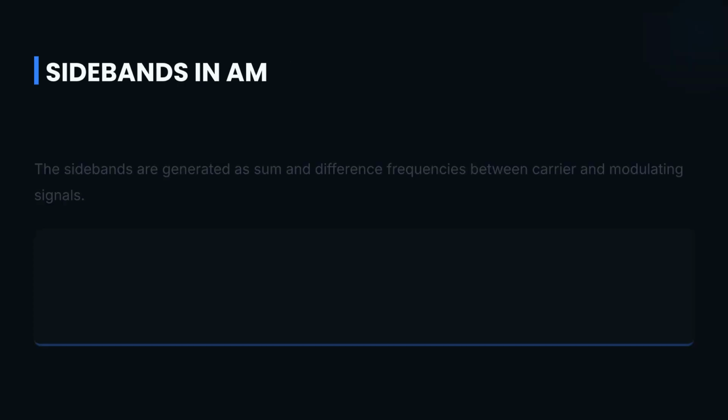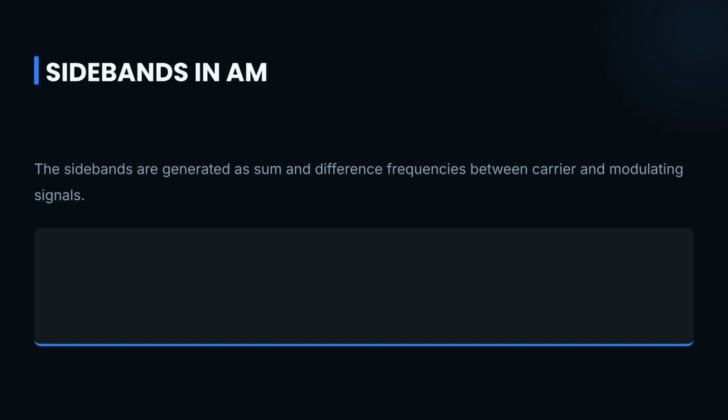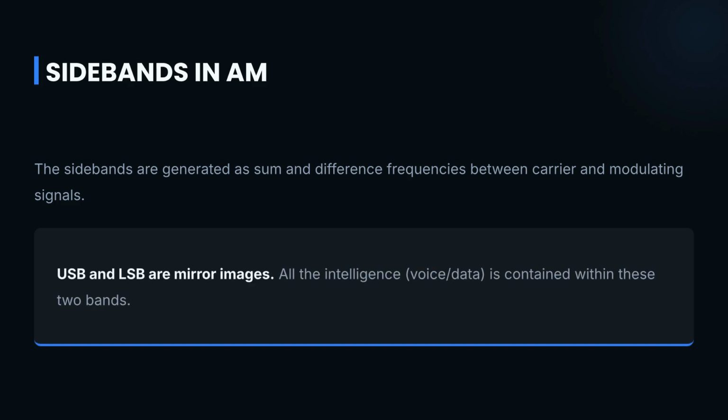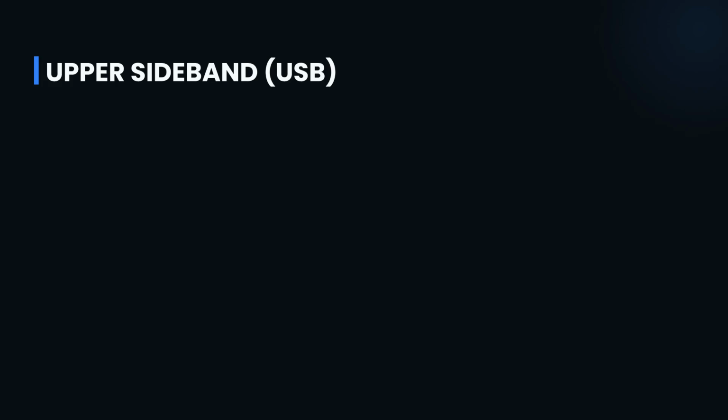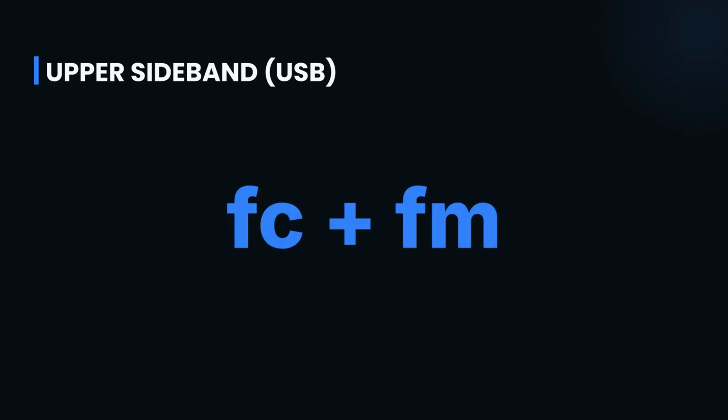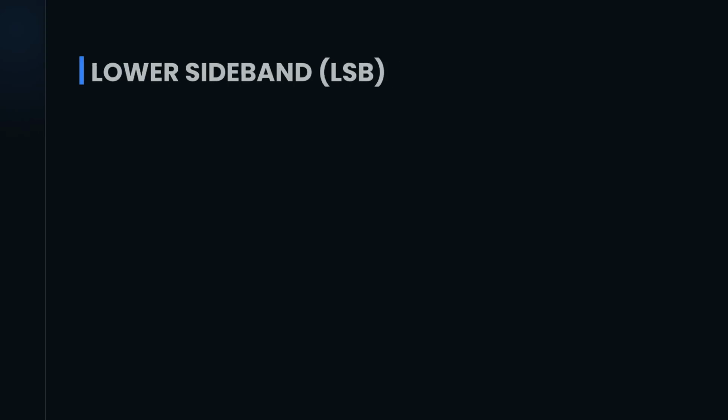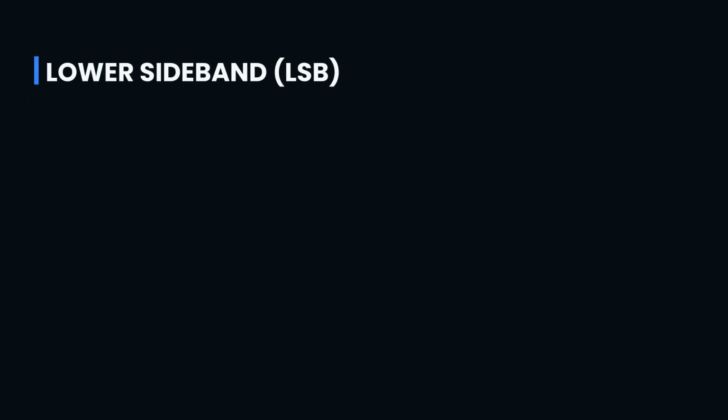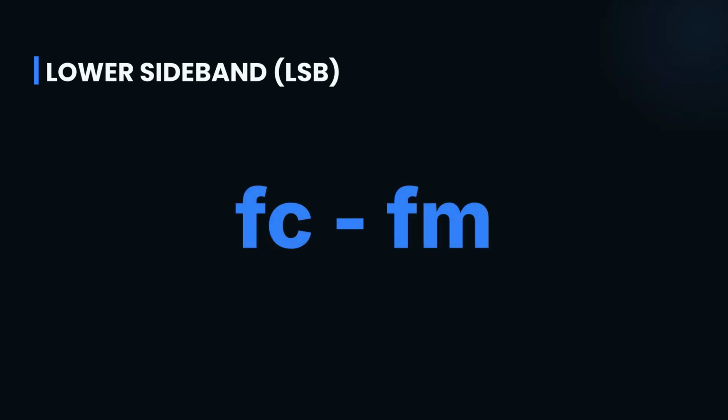The sidebands are created as sum and difference frequencies between the carrier and modulating signals. USB and LSB are mirror images, and they contain all the message intelligence, such as voice or data. The upper sideband, or USB, is defined by the carrier frequency plus the message frequency, represented as FC plus FM. This defines the upper frequency range of the transmitted signal. The lower sideband, LSB, is defined by the carrier frequency minus the message frequency, represented as FC minus FM. This defines the lower frequency range.